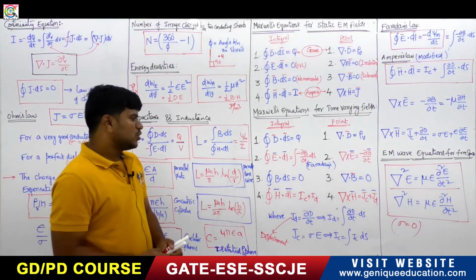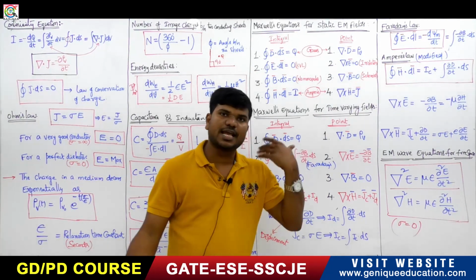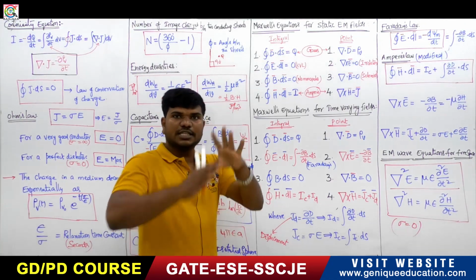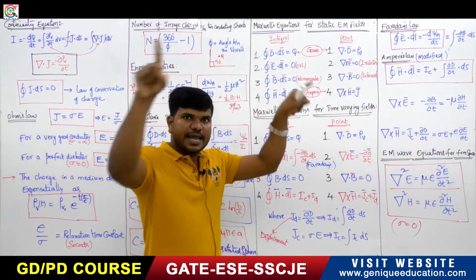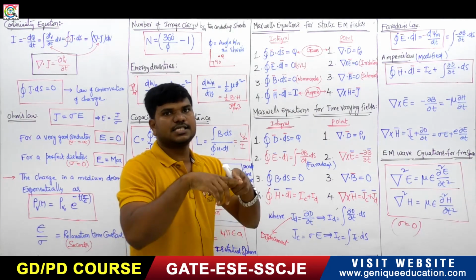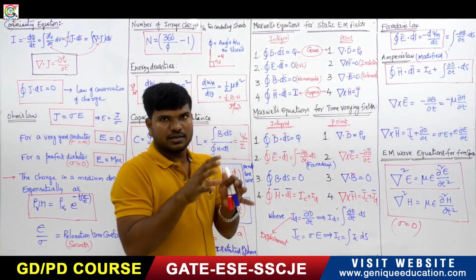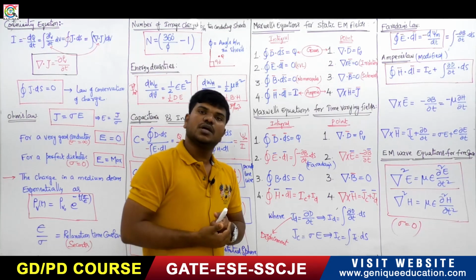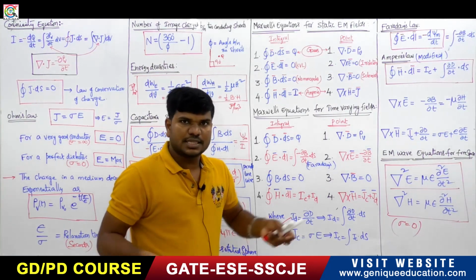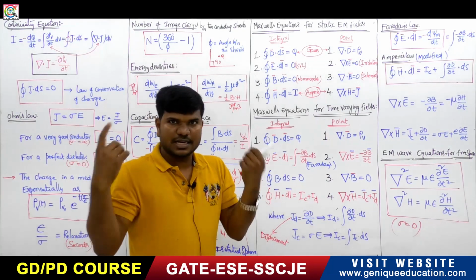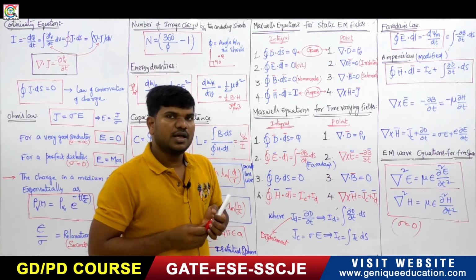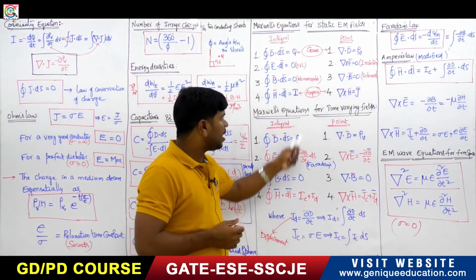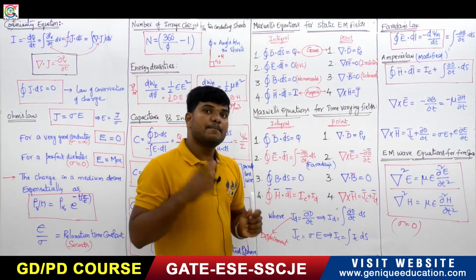So why did he modify it? Suppose you take a simple capacitor connected to an AC circuit, where the source is an AC source. What happens? Within the conductor there exists a general current, that is, the conventional current IC. This IC and I are the same.